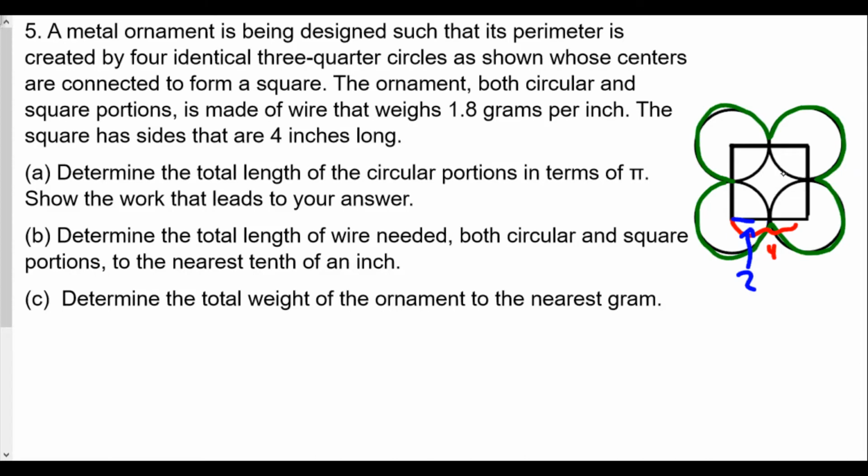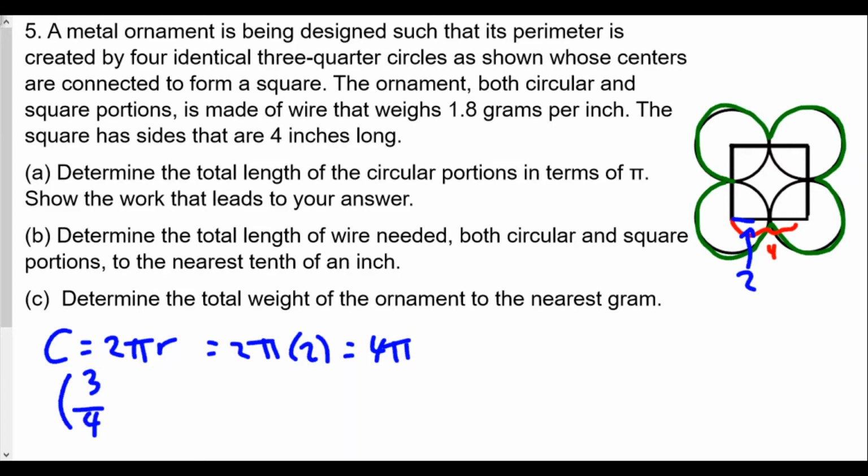And so what we're going to do is take the circumference of a circle, which we know in this case is circumference equal to 2 times pi times the radius. And so each full circle would have a circumference of 2 pi times 2, which is equal to 4 pi. But we don't want the whole circle. We want 3/4 of a circle. So we'll take 3/4 and multiply that by 4 pi.